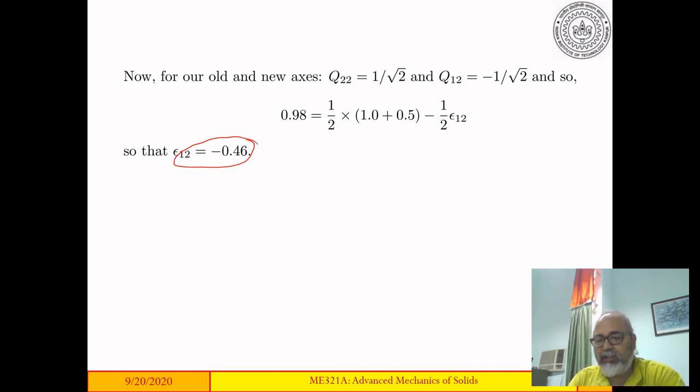Again, let me tell you that these are rather large values, but it's just to explain a principle of how we use the basic idea, the basic physical concept behind the components of the strain tensor in order to calculate them. I will stop here and we will take up a new topic in the next lecture.